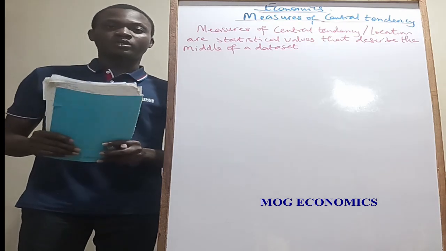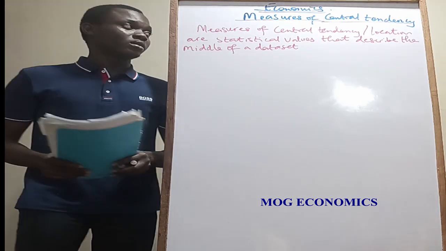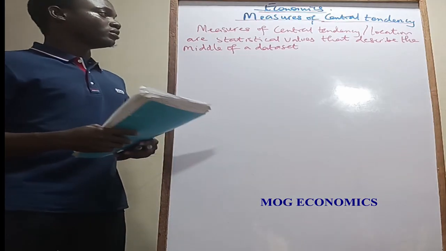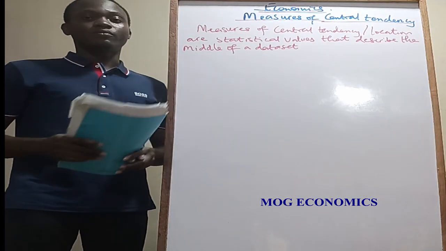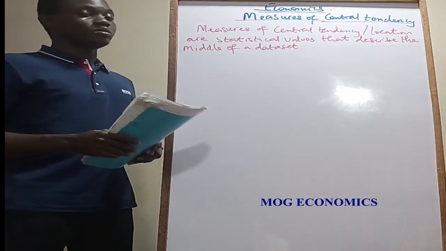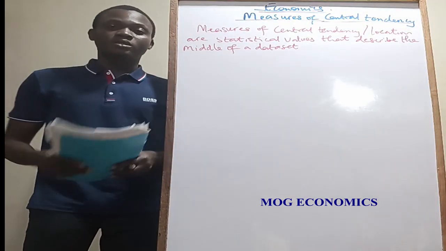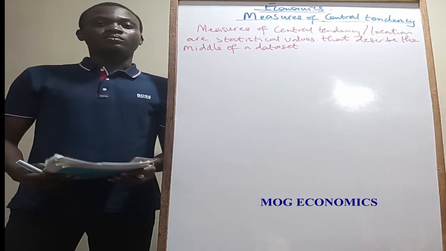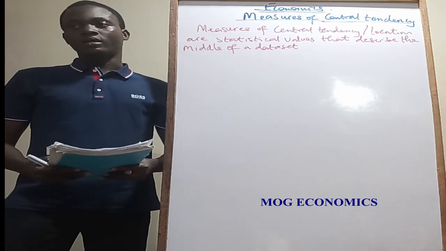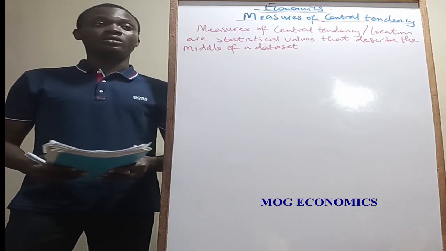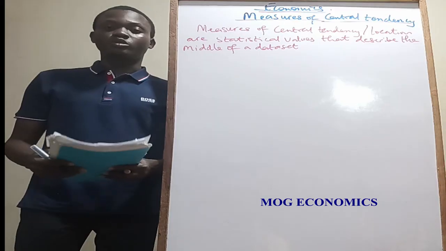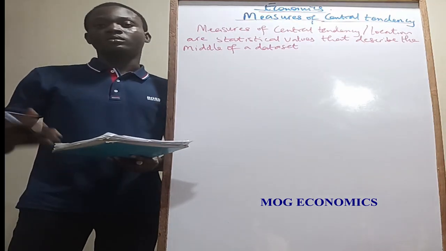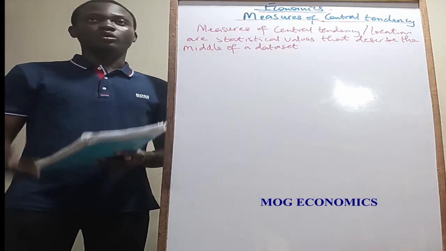So what exactly is the measure of central tendency? The measure of central tendency is basically statistical values that refer to the middle of a data set, or statistical values that describe the middle of a data set. The measure of central tendency is the same as the measure of location, and there are types of measures of central tendencies. The three that we're pretty much used to: the mean, otherwise known as the average, the median, and the mode.